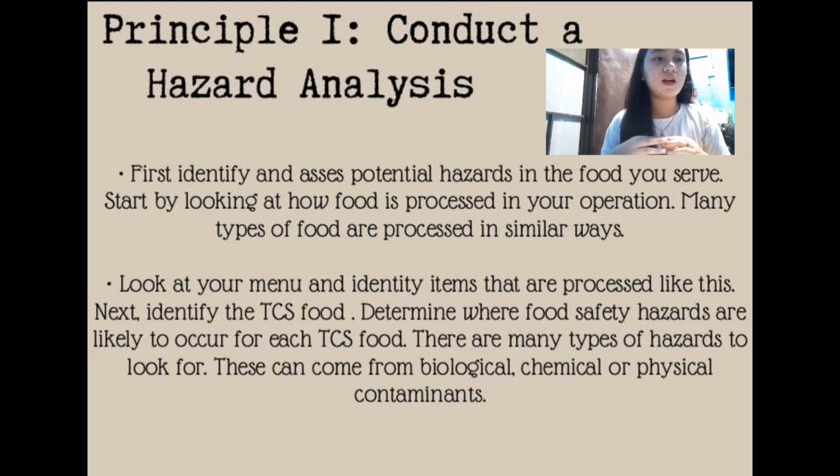Principle number 1 is conduct a hazard analysis. First, identify and assess potential hazards in the food you serve, and start by looking at how food is processed in your operation. Many types of foods are processed in similar ways, so look at your menu and identify items that are processed like this. And next, identify the TCS food. Determine where food safety hazards are likely to occur for each TCS food.